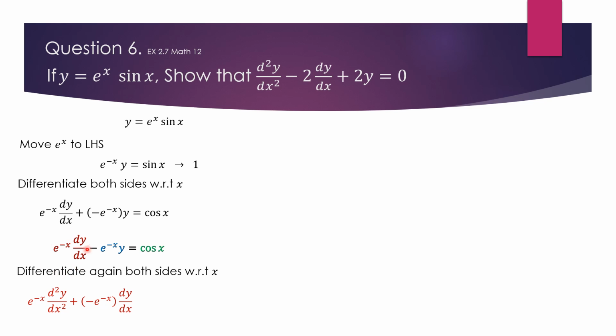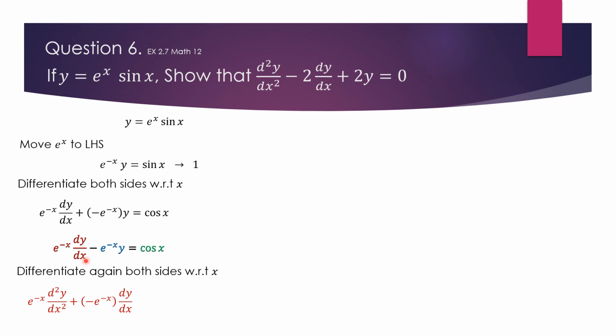Now this first term, e power minus x dy by dx, again uv product rule. E power minus x d2y over dx square plus again the same thing, minus e power minus x dy by dx. Now notice one thing here. This is e power minus x y, which now we will differentiate, and note that we have already done it here. We differentiated this and we found this result.